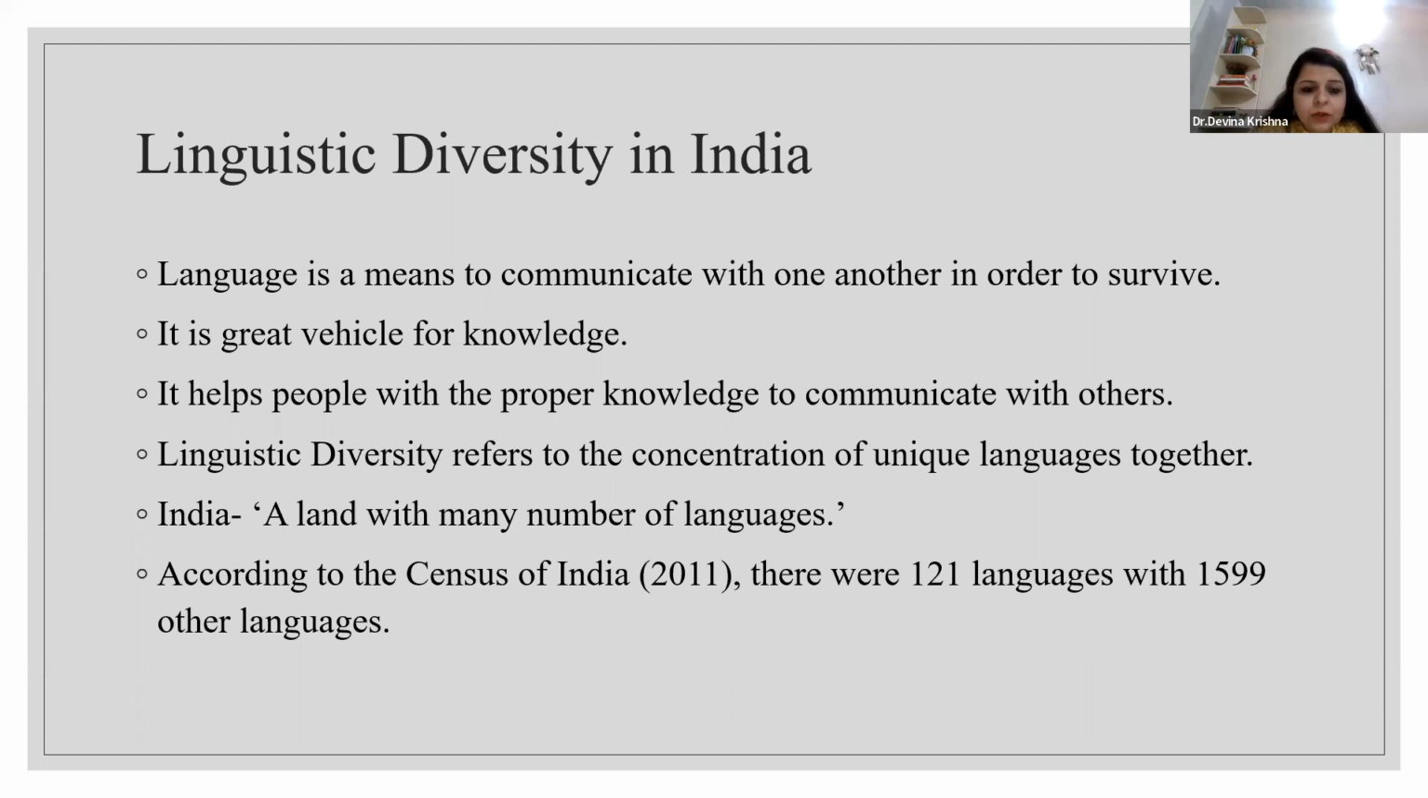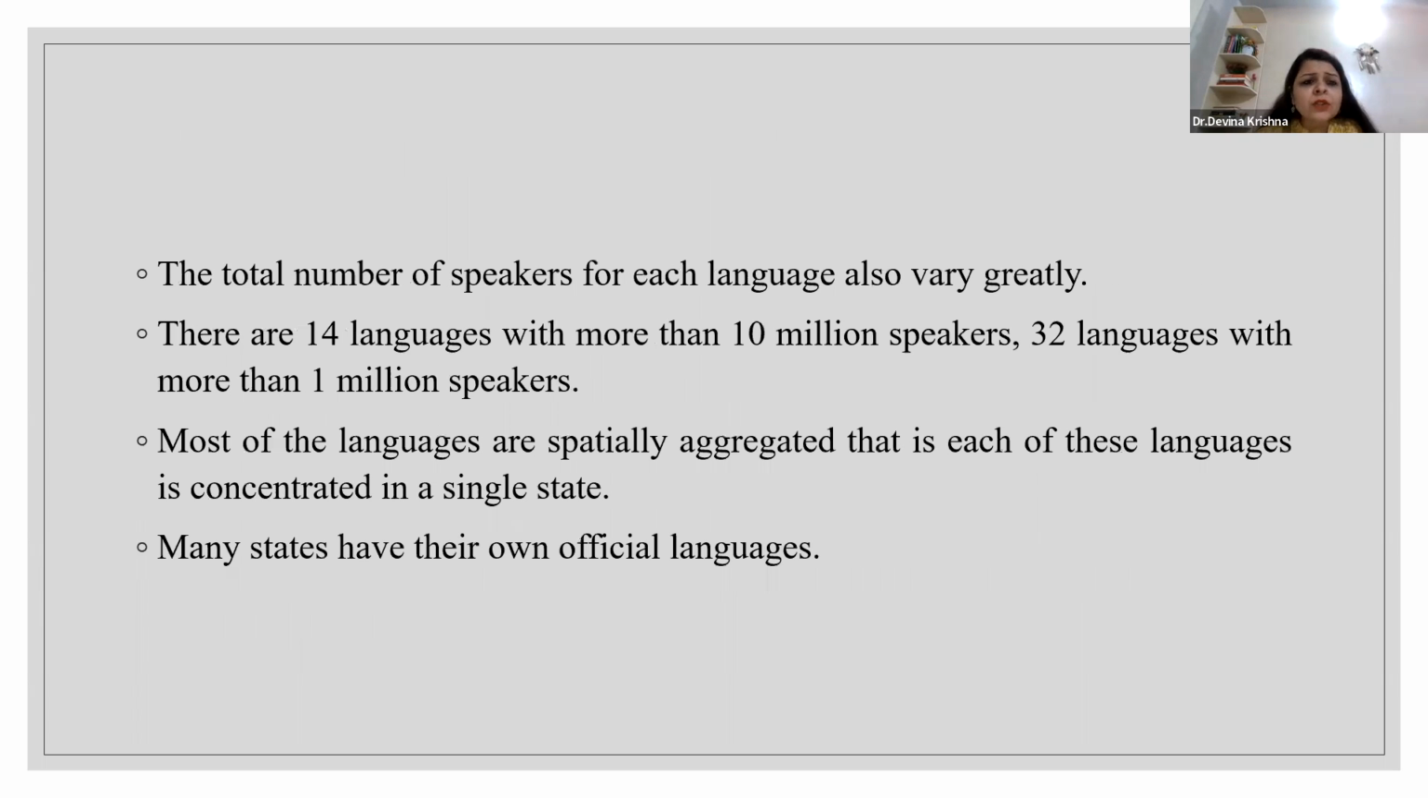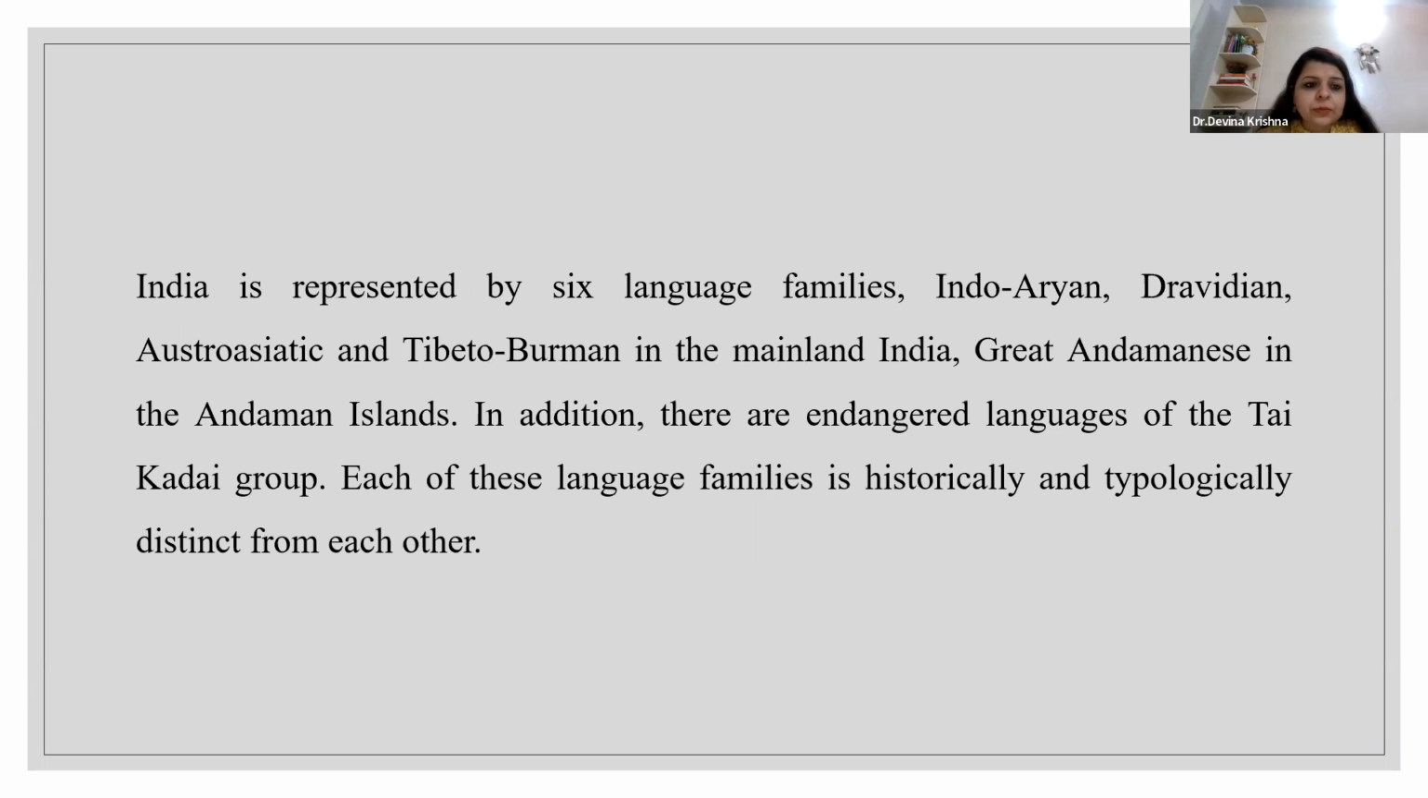You can see that according to the census of India 2011, there were 121 languages with 1599 other languages. So it's very diverse. The total number of speakers for each language also varies greatly. There are 14 languages with more than 10 million speakers, 32 languages with more than 1 million speakers. Most of the languages are spatially aggregated. That is, each of these languages is concentrated in a single state. So every state has its own regional language. Many states have their own official languages.